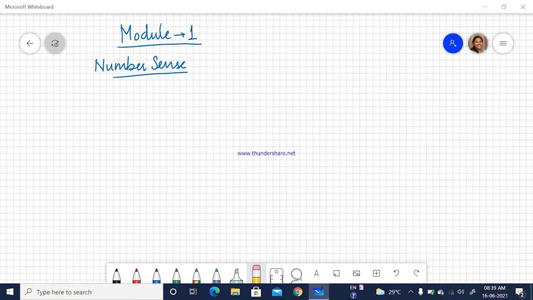Lecture of S2 Business Mathematics for Computer Science, Computer Application and Corporation. We are focusing on Module 1, that is number sense. In number sense, we'll be dealing with different types of numbers. Out of this, the first one is natural numbers.